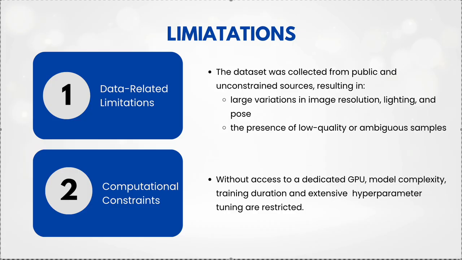Next are our limitations. Although our results are promising, several limitations exist. First, because our dataset was collected from public sources, the images differ greatly in quality, lighting, and pose. Some samples are low resolution or ambiguous, which increases the difficulty of classification. Second, due to limited computational resources and no access to a GPU, we could not train deeper models and run extensive hyperparameter tuning. These factors definitely influence our performance, I think.